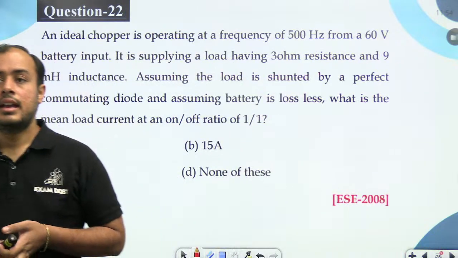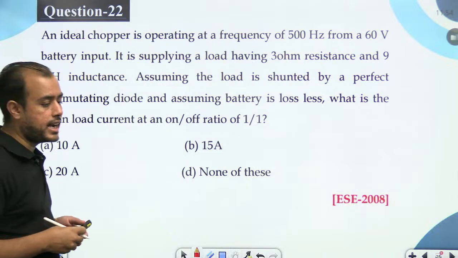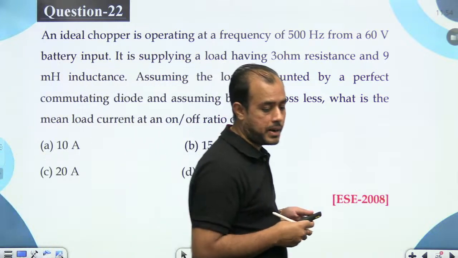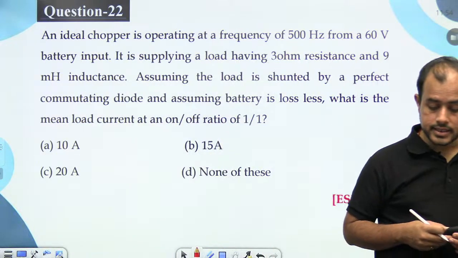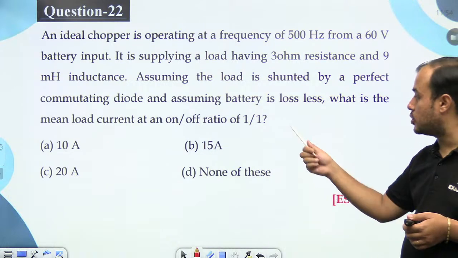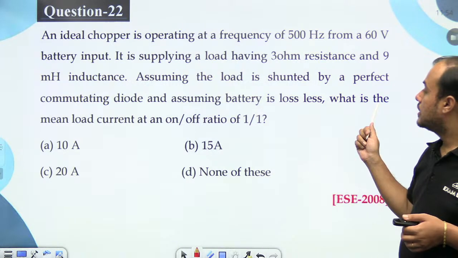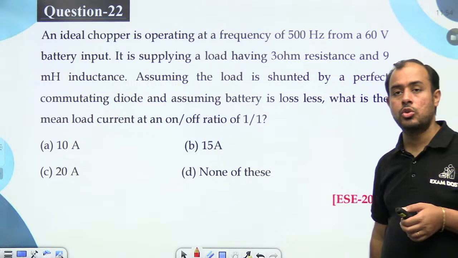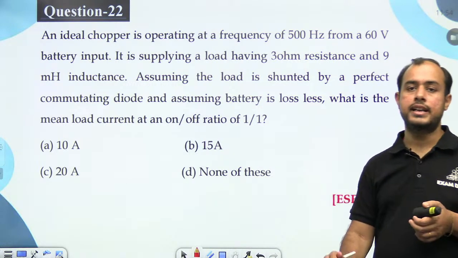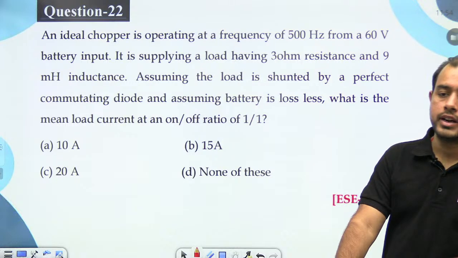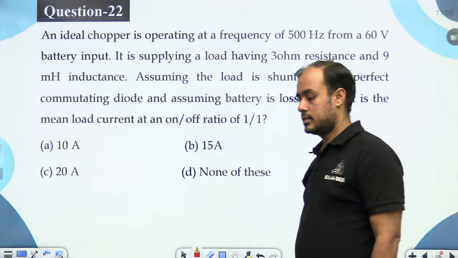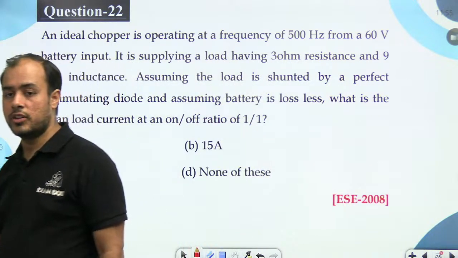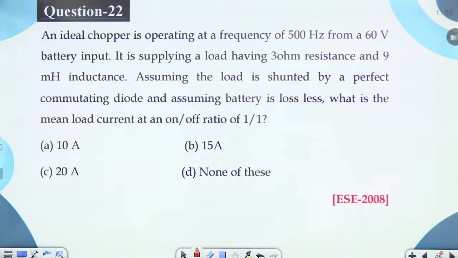VS होता है। An ideal chopper is operating at 500 Hz from a 60 volt battery. Resistance, inductance. Now the on-off ratio is 1:1. And what is it asking? What is the average load current? Average load current for a on-off ratio of 1:1. चलिए, for a on-off ratio of 1:1, what is the average load current?